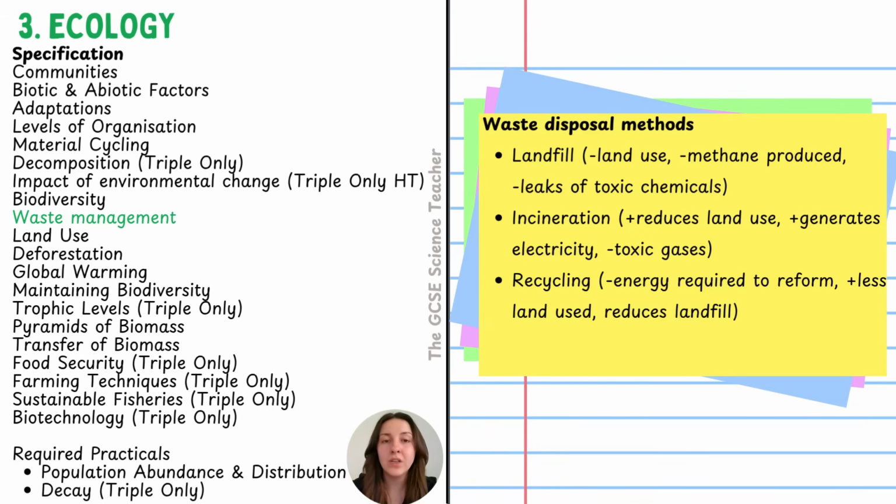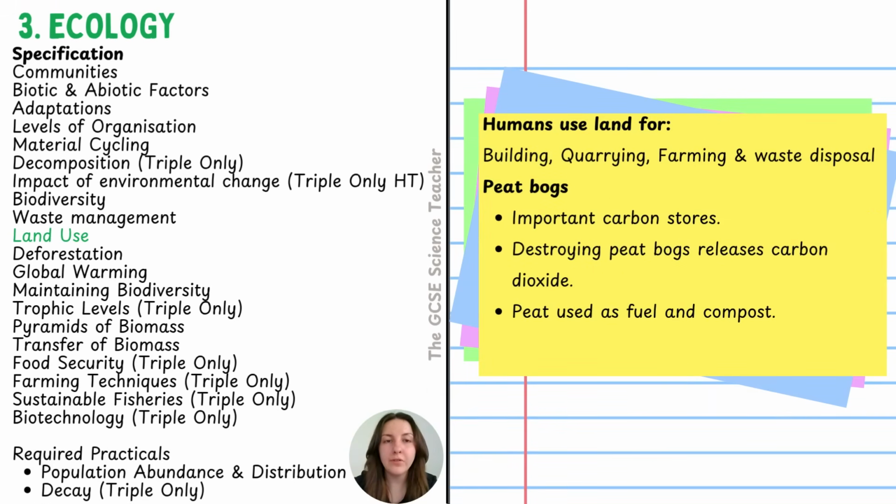Another method for waste disposal is incineration, which reduces land use. It can also be used to generate electricity, but toxic gases can also be released by burning waste. Another method is recycling, which reduces landfill use and less land is needed, but it does require energy to reform those substances. Humans use land for building, quarrying, farming, and waste disposal.